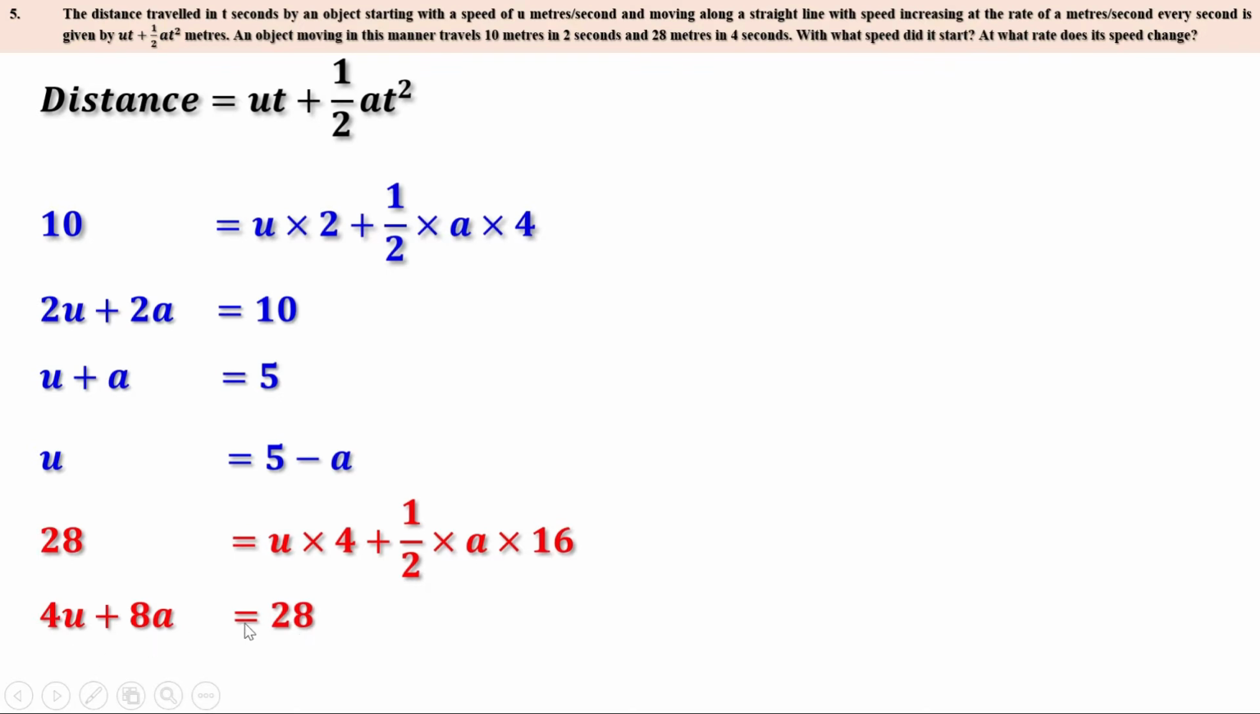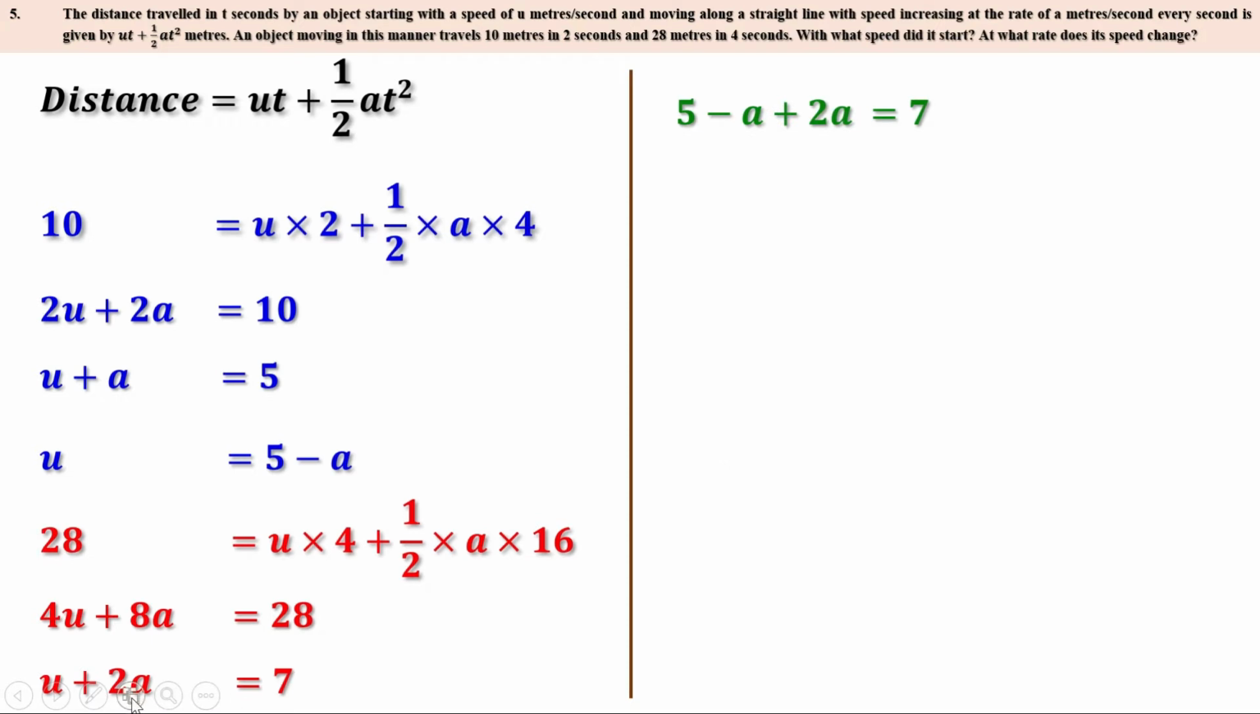All these terms can be divided by 4. So let us divide each term by 4. Then we get u plus 2a equal to 7. Now we have already got u equal to 5 minus a. Replacing the value of u, we can write 5 minus a plus 2a equal to 7.